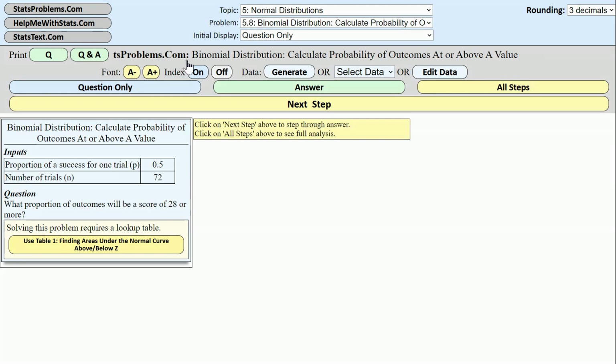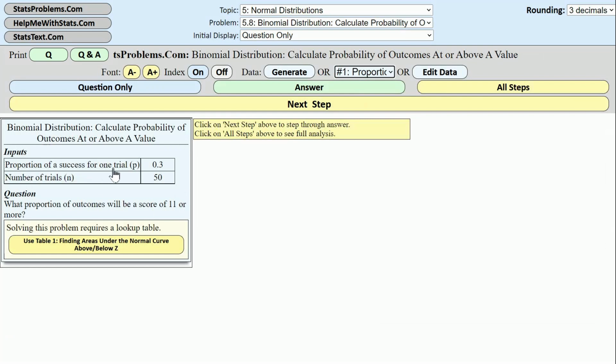Statsproblems.com was used to create this tutorial, which can help use the binomial distribution to calculate the probability of outcomes at or above a value. Let's begin by selecting one of the 25 example problems. The question appears in the blue box.